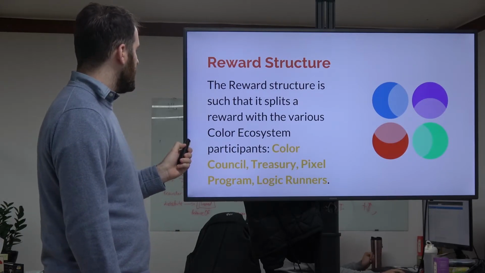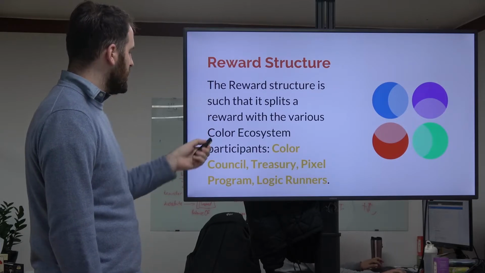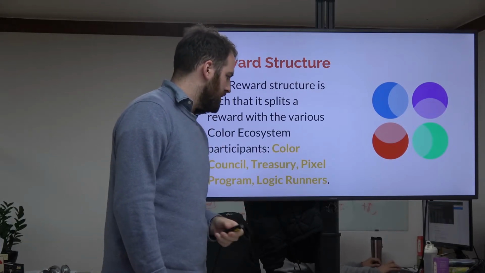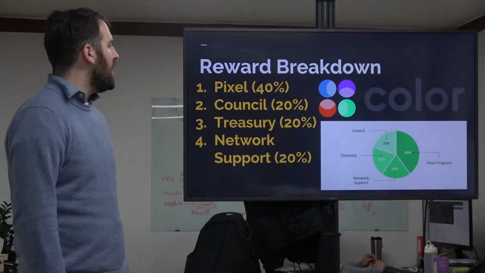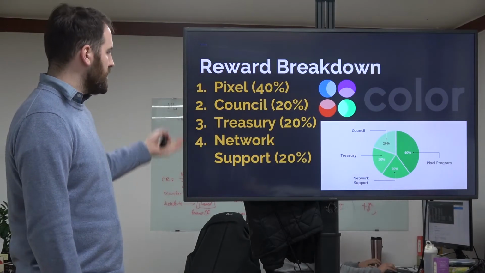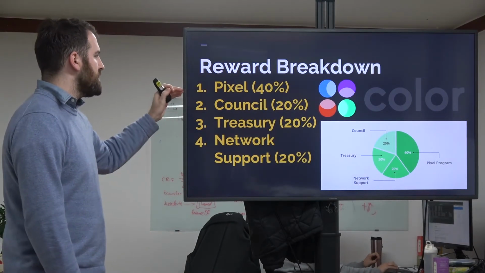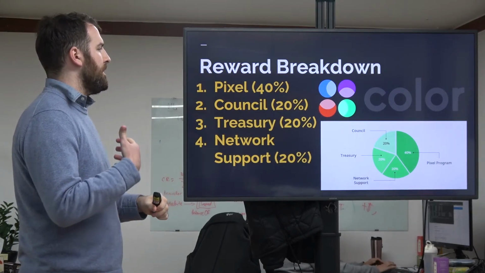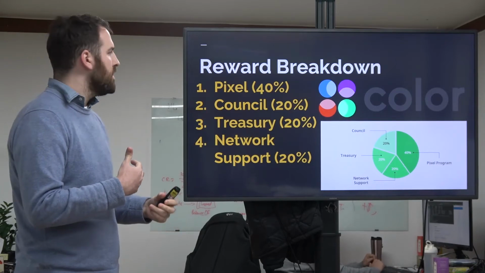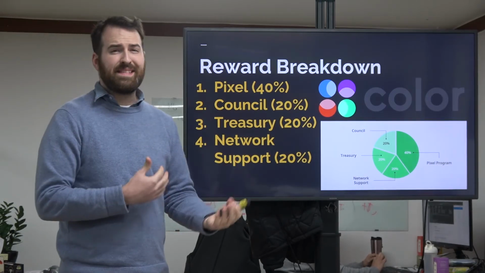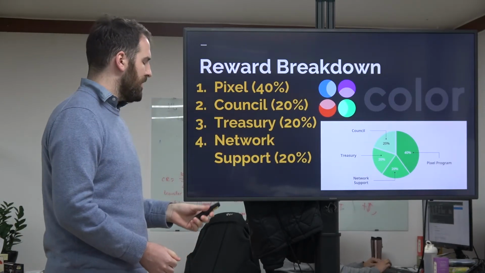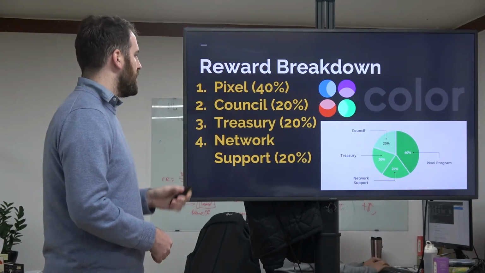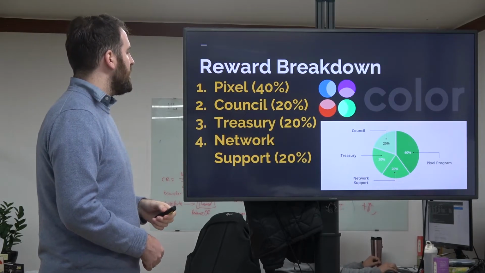And then they will be rewarded. And the reward is split with the council, the treasury, the pixel, logic runners. And the reward breakdown looks something like this. So we want to keep pixel kind of at the top of our reward structure to make sure community engagement stays high. That's one of the primary goals of the Color platform.